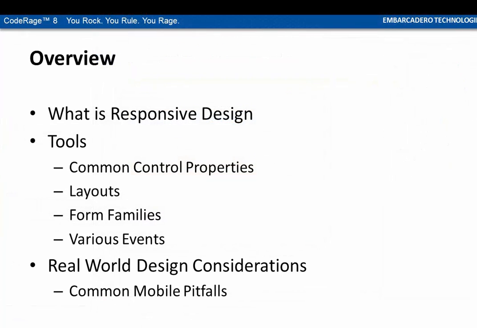What we've done with the tools is we've talked about some common control properties, such as the layout, or with anchors and aligns. We've talked about the different layouts with grid layouts and flow layouts, and then just T layout. We talked about how form families work, and we've talked about some various events that we can use to help with this.